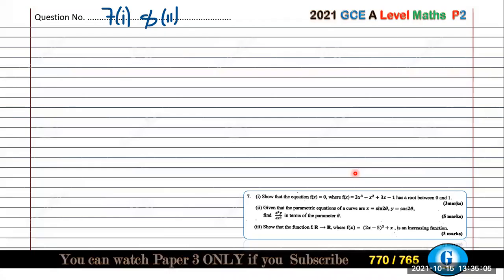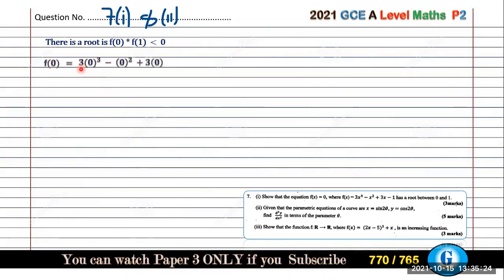So a function has a root between 0 and 1 if f of 0 times f of 1 is less than 0, is negative. So we have to look for f of 0. Our f of 0 here will be equal to 3 into 0 to the power 3 minus 0 squared plus 3 into 0 minus 1. And what does that give us? Minus 1, right?